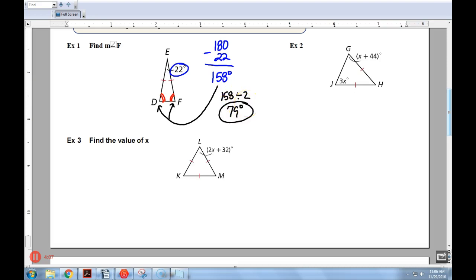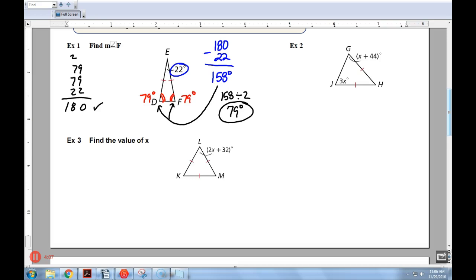So I believe my answer to this first one is angle D or angle F are 79 degrees. I could always go back and double check and make sure that the three angles do add up to 180 degrees like they're supposed to. And let's see if they do. That's 20, carry the 2, 9, 16. Boom, so it checked out. All right, I made sure my base angles were the same.